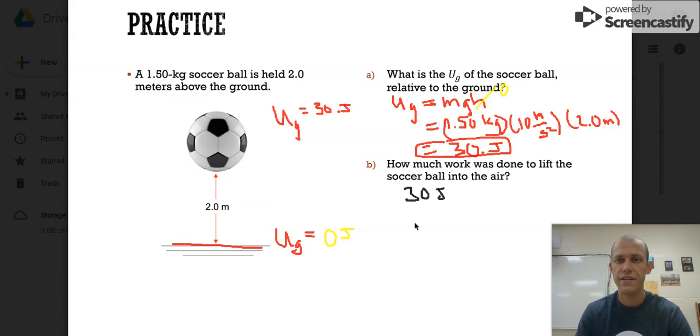So work and energy transferred, they are the same thing. Keep that in mind. This is going to relate to the next section. It's a good segue into conservation of energy.